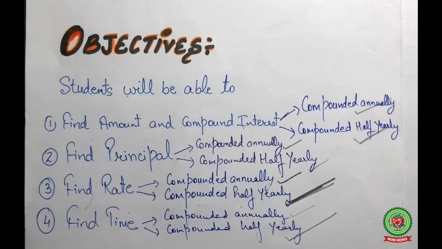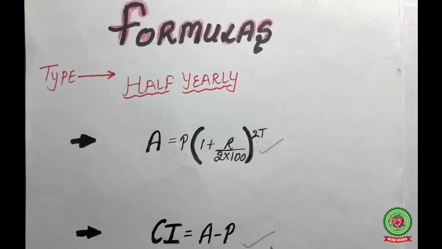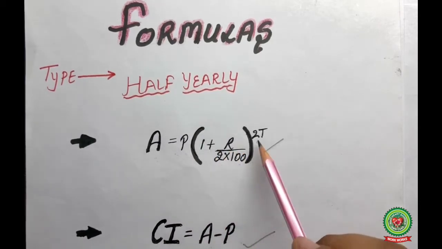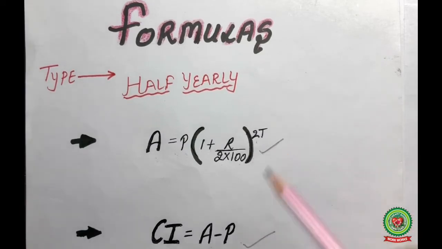But before that, let us have a recap of the formulas of amount and compound interest in case the interest is compounded half yearly. The formula for amount is A is equal to P bracket 1 plus R upon 2 into 100 raised to power 2t, and the formula of compound interest, that is CI, is A minus P.